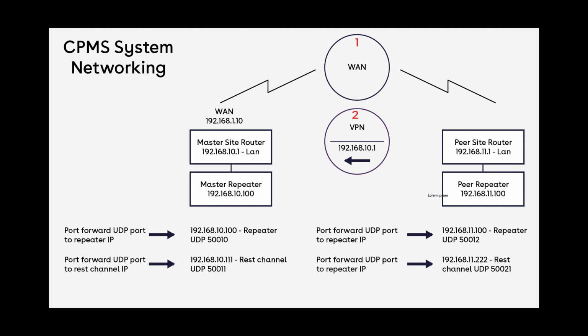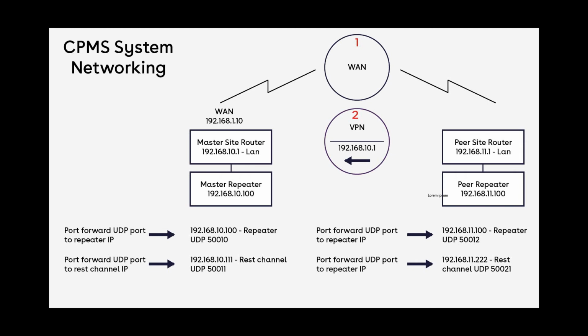So you just create two simple rules in the router setup where you do port forwarding from the UDP port to the master's IP address and also from the REST channel UDP port to the REST channel IP address. You'll notice that I did the same for the peer site. This is not necessary, but it's good practice.